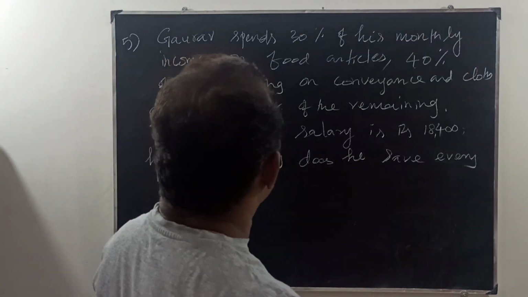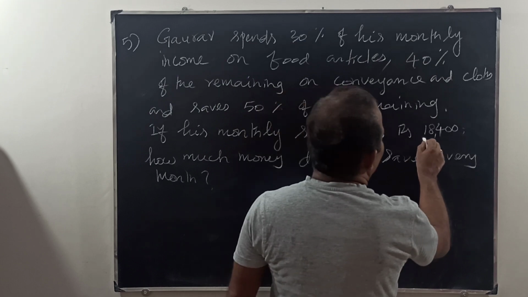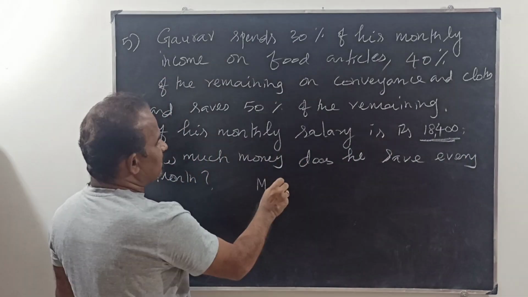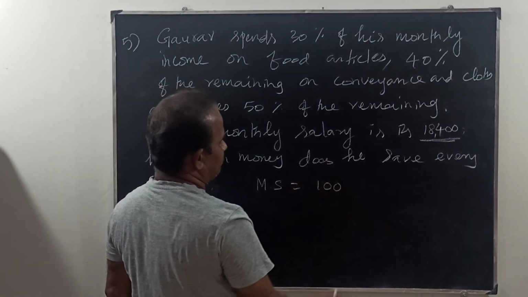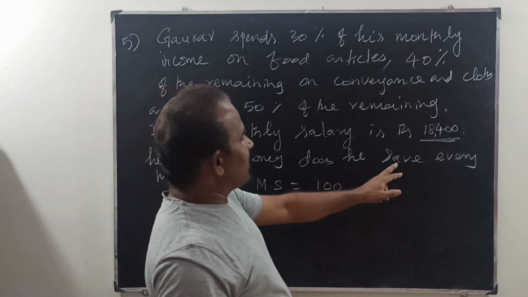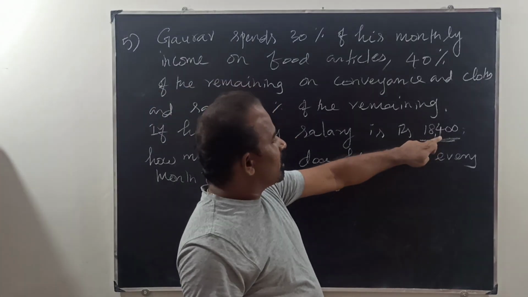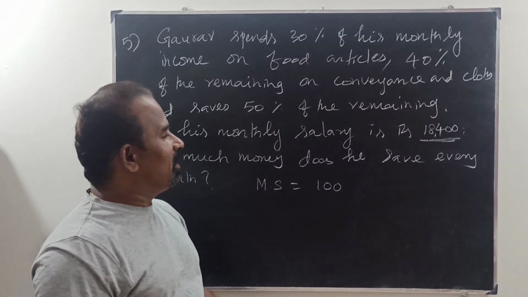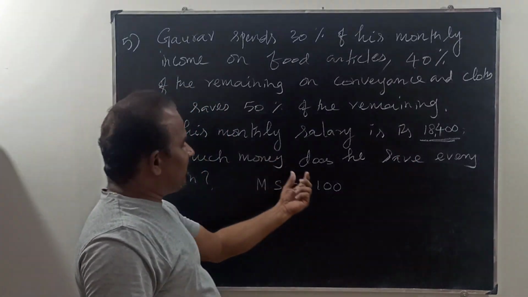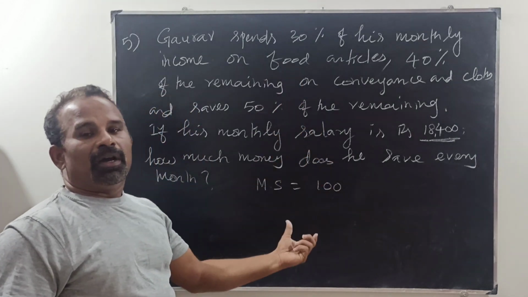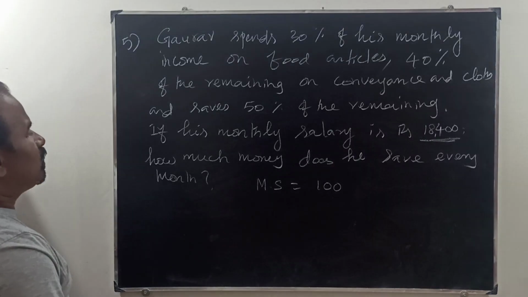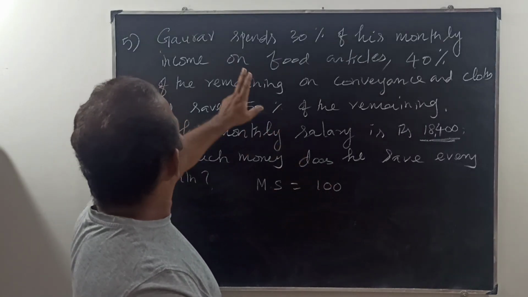Okay, here also I am going to take the monthly salary. Monthly salary is equal to 100. After calculating everything, I can multiply it by 184. Therefore, you will be getting 18,400. Why am I taking this 100? The calculation is very easy for 100. Good. So the monthly salary is 100.